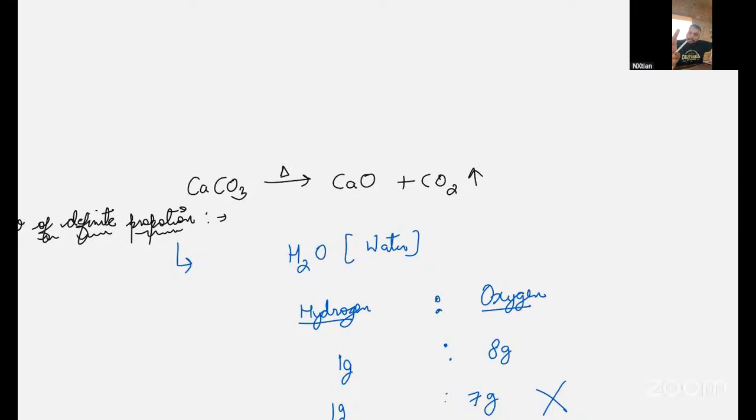Did you understand it? So I stated the law of multiple proportions, the law of conservation of mass, and the law of constant proportion. These three laws. He just gave some ideas regarding them, that it happens. Correct? Did you understand? Clear. Perfect.